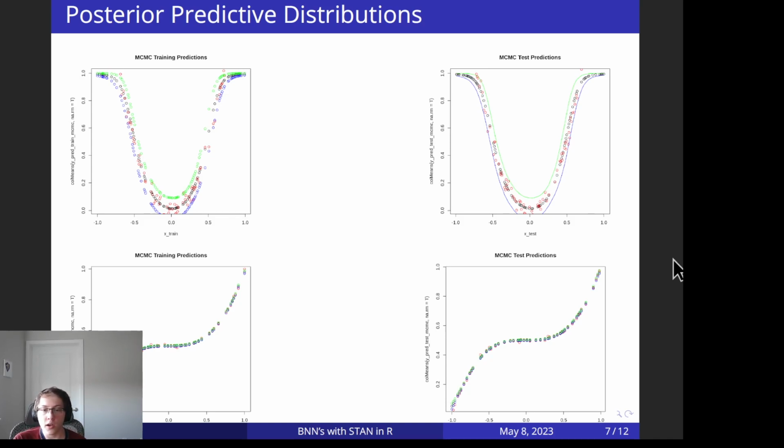The blue and the green give the 10% and 90% percentiles of the posterior predictive distribution, so that's like an 80% credible interval, and then the black dots are the mean of the posterior predictive distribution. So a classical neural network would give us just those black dots, or something similar to those black dots, but a Bayesian neural network gives us this nice credible interval. And it has a few nice features.